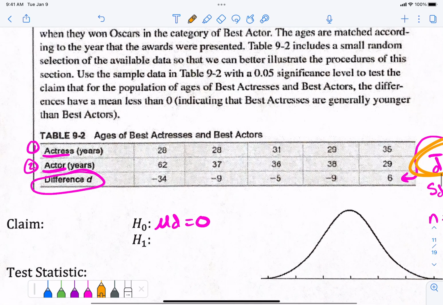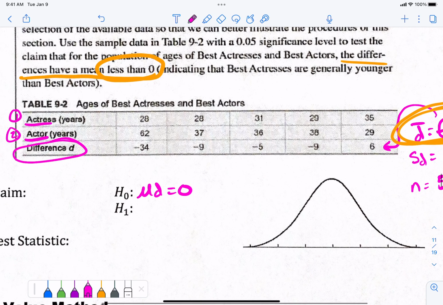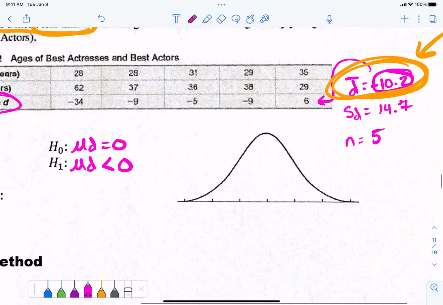Let's go back up and see if we're trying to see the differences have a mean less than 0. So that's what we're testing. Our alternative hypothesis is mu D is less than 0. Now let's run the test. We have a left-tailed test.